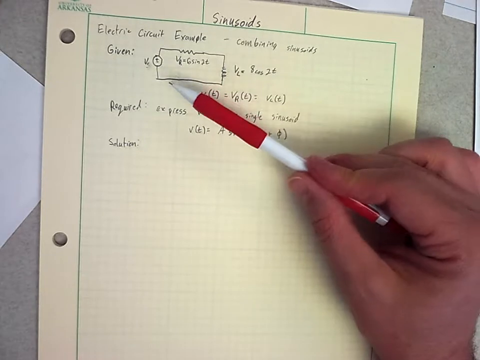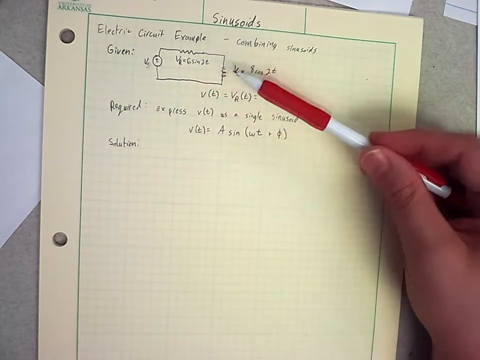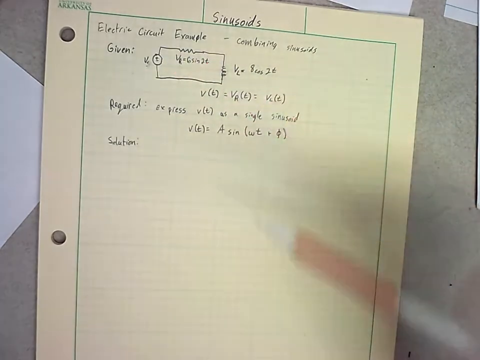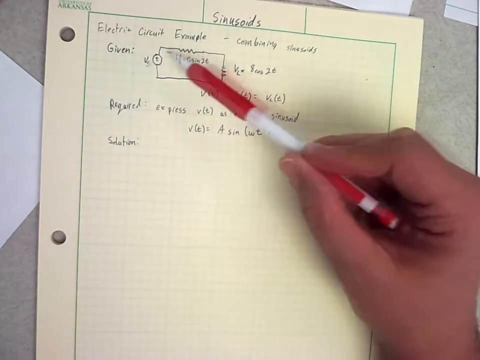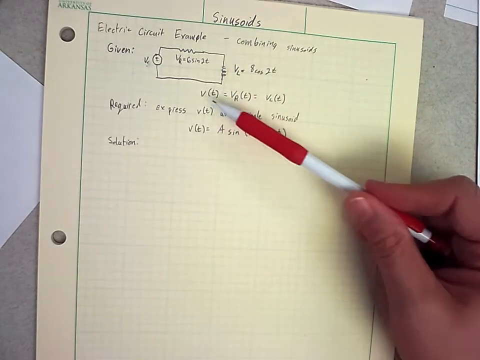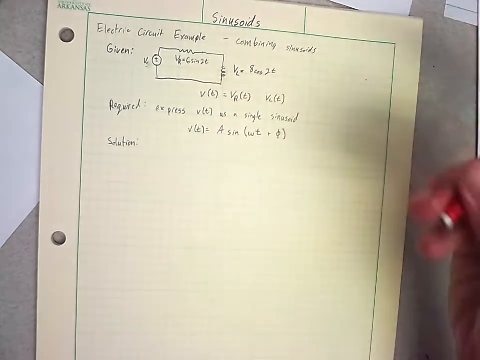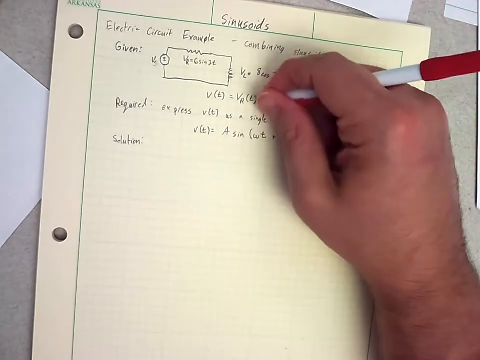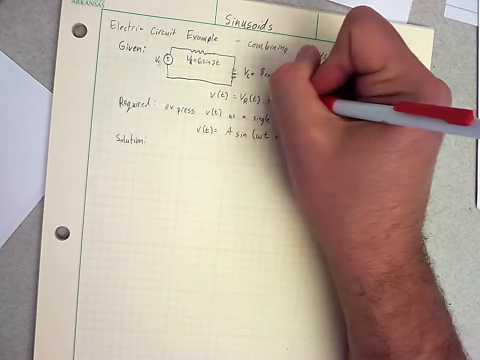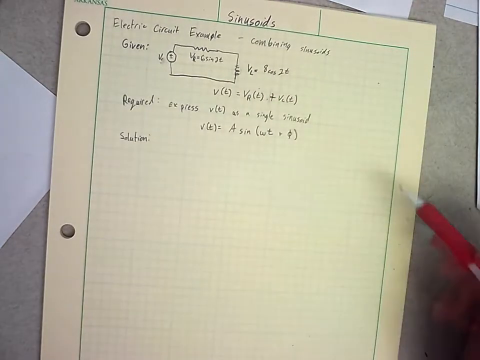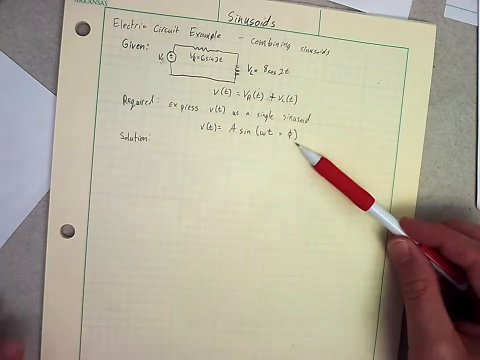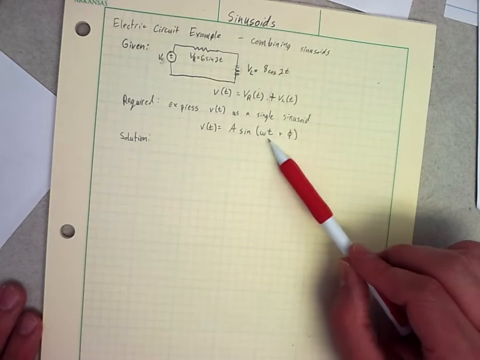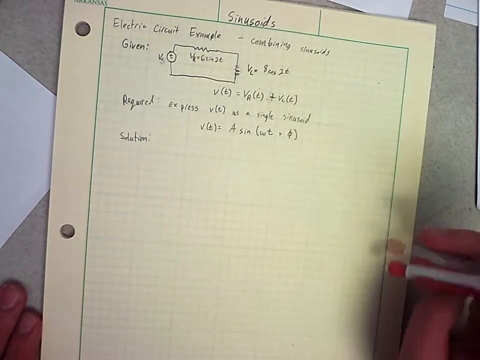So here's our circuit. We've got a voltage source, we've got a resistor, we've got an inductor, and we've got what the individual voltages are. We know that because of Kirchhoff's laws the total voltage drop has to equal the same as the source, so our voltage should be the sum. And it wants us to express that as a single sinusoid. So remember, a single sinusoid is going to look something like V of t is A times sine of omega t plus phi. We have to figure out those parameters.